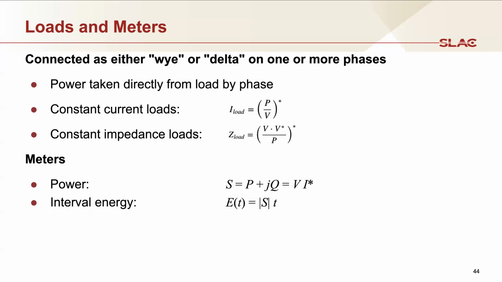Okay, so for loads and meters, I'll make a distinction between three-phase loads and meters and triplex loads and meters. For three-phase loads, they can be connected either as Y or delta. The power values are taken directly from the load according to the phases, and then the current and impedance values are calculated using the standard voltage response. In the case of meters, this information is then used to calculate the interval energy, which is basically just the power magnitude multiplied by the time. So this is all pretty straightforward, and shouldn't come as a surprise to anyone on how it's done.